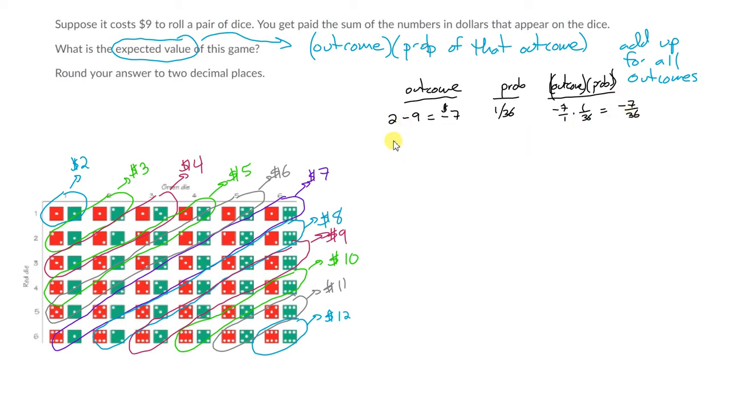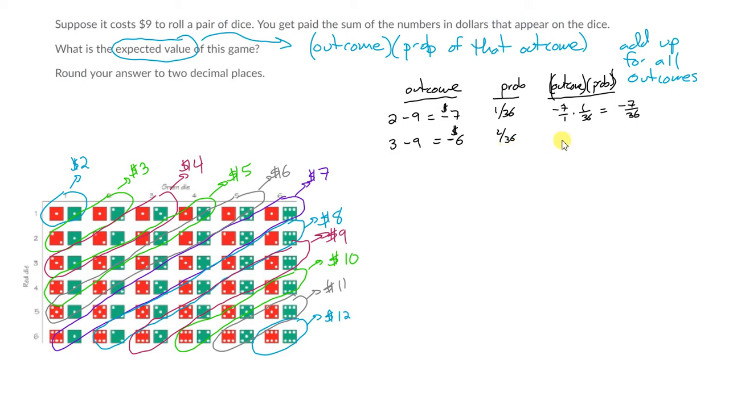Let's do the next one. I can win $3, but I'm paying in $9, so that's a total payout of negative $6, a loss of $6. How probable is that? Two outcomes: a 2 followed by a 1, or a 1 followed by a 2. 2 outcomes out of 36. Now, I could reduce that to 1 over 18, but I'm going to avoid reducing because I want to keep a common denominator. I want all my denominators to be 36s, so it's easier to add stuff up later.